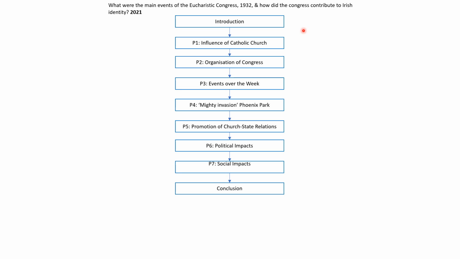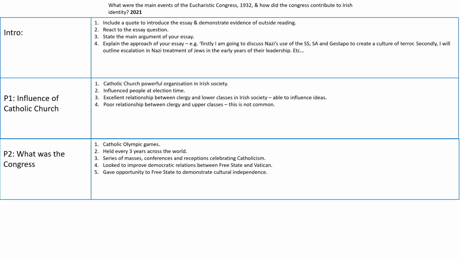So each paragraph should just deal with one phase of that. If we look at our first paragraph here, the influence of the Catholic Church in Irish society, that's a phase in this sequence of events. Then we look at the organisation of the Congress, the events over the week, the mighty invasion of Croke Park, promotion of church-state relations, and so on. When we look at our micro plans, they're going to look a little something like this.